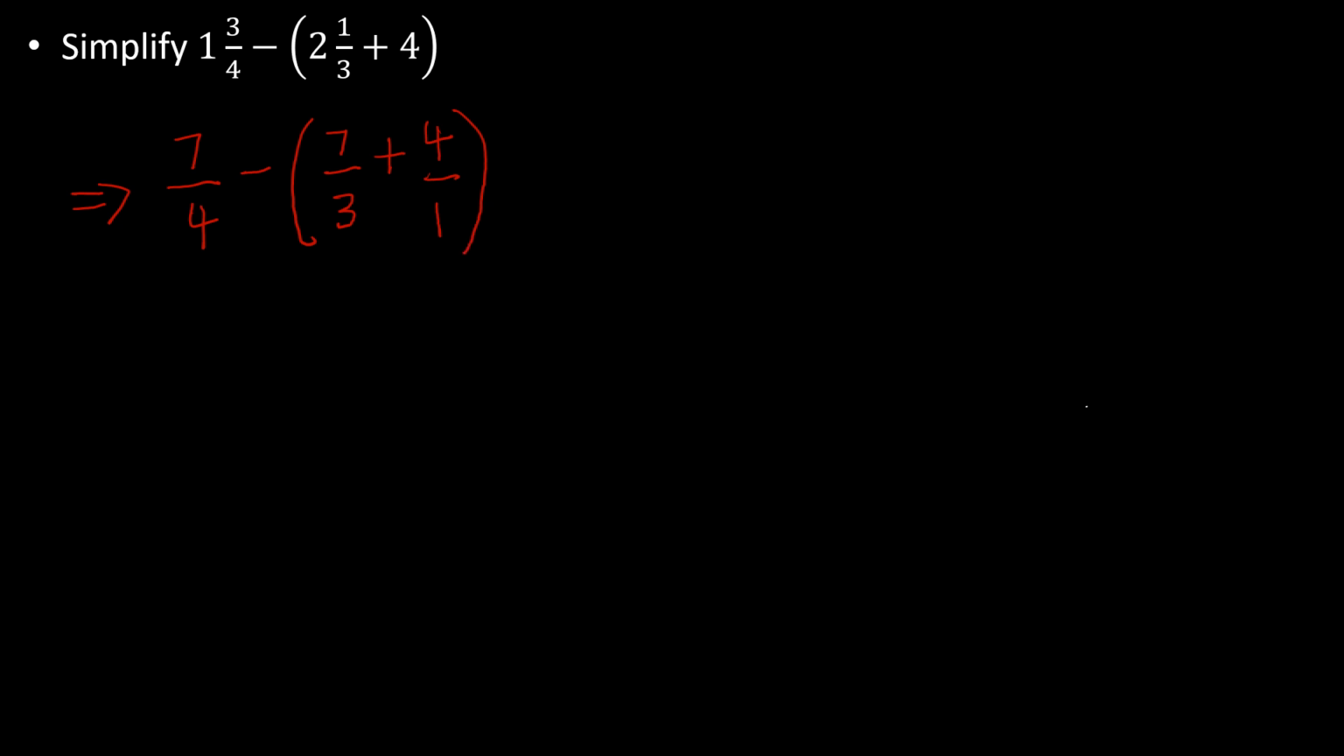Now, if we move further, we're going to have 7 over 4 minus, now because we have a bracket, we'll have to solve what we have in our bracket first. Follow the order of operations by solving what we have in our bracket first. And therefore, we're going to be looking for the LCM of 7 over 3 and 4 over 1. And the denominators we have are 3 and 1. So therefore, our LCM is going to be 3.